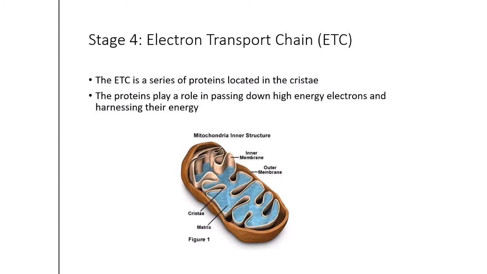So what exactly is the ETC? The electron transport chain is basically just a series of membrane proteins, and they are responsible for passing down these high energy electrons, and in the process they're going to harness their energy to create what is called a proton gradient, and I'm going to explain more in a diagram later. And that proton gradient will be used to generate ATP ultimately.